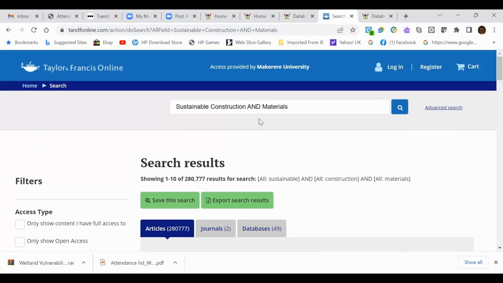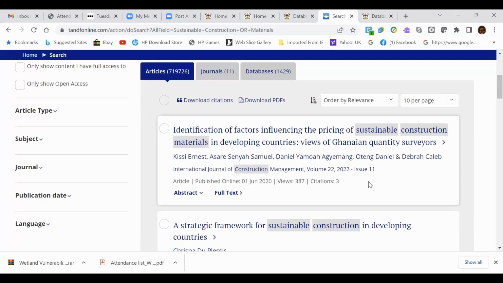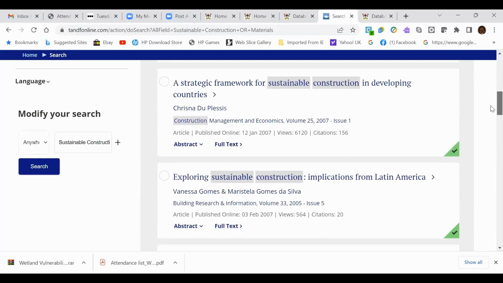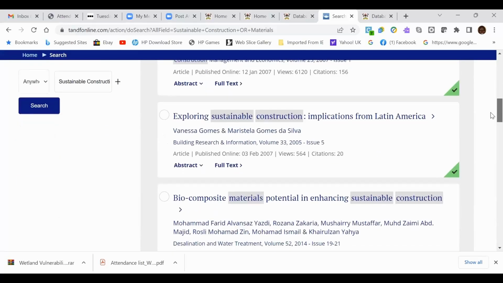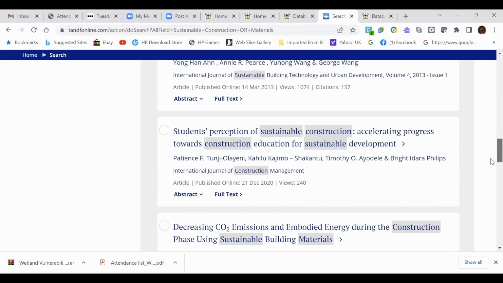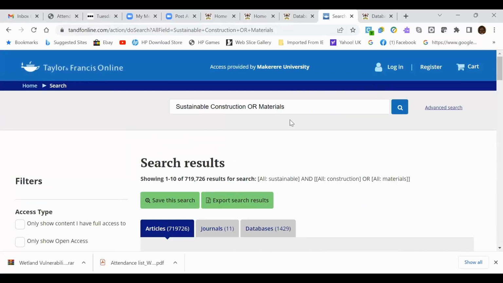So here we have 280,000. And if you change this to all, we are now at 790. So what this search does is that it gives you papers which have sustainable construction or materials as their keywords. So it is actually an art trying to source for relevant literature. And with this, you now have a very big tool at your disposal to be able to acquire the journals that you need. So this is one of the databases, Taylor and Francis, very popular.